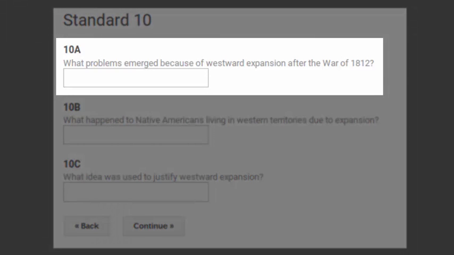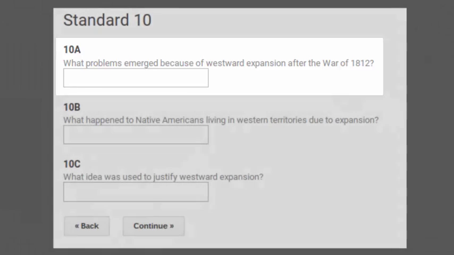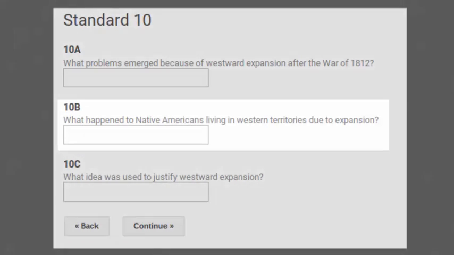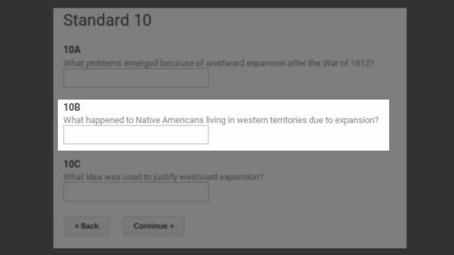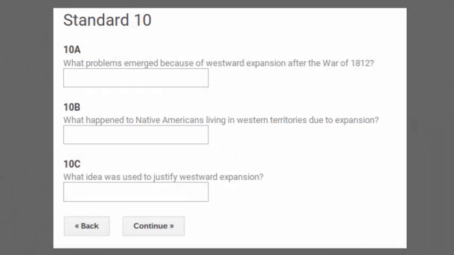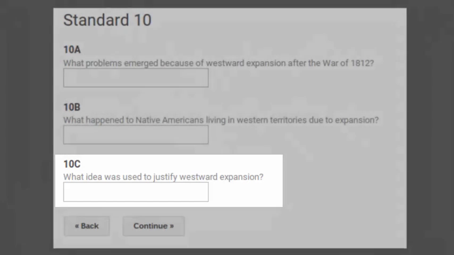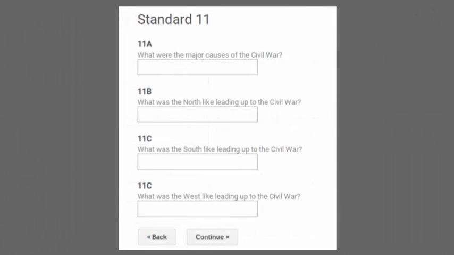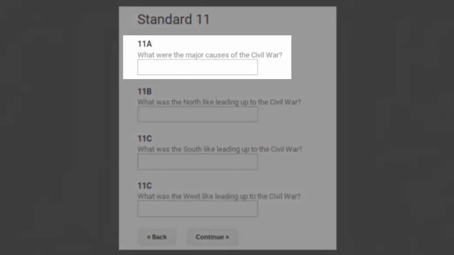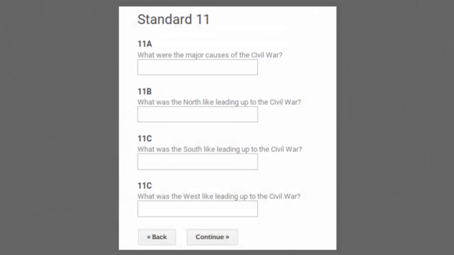10A. What problems emerged because of westward expansion after the War of 1812? 10B. What happened to Native Americans living in Western territories due to expansion? 10C. What idea was used to justify westward expansion? Standard 11. 11A. What were the major causes of the Civil War?